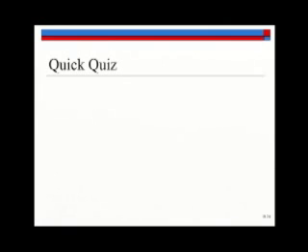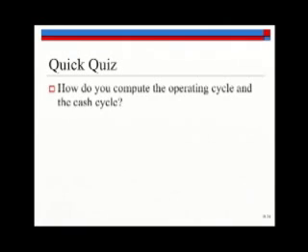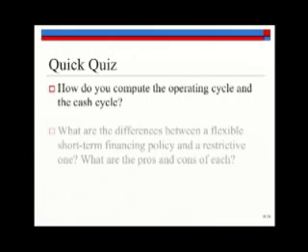Let's go through a quick quiz and then we'll be through with this. And remember, you need to go back over these slides at least another time. Go carefully through the cash budget. Make sure you understand each item on the cash budget. So you should know at this point how to calculate the operating cycle and the cash cycle, the receivables turnover period, the days inventory, and the payables period.